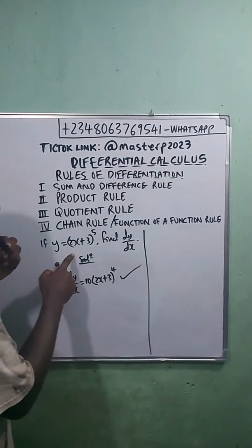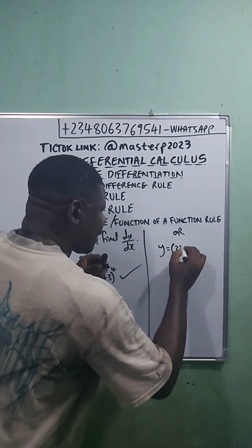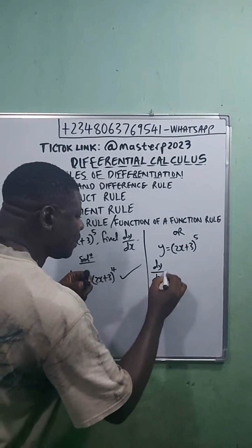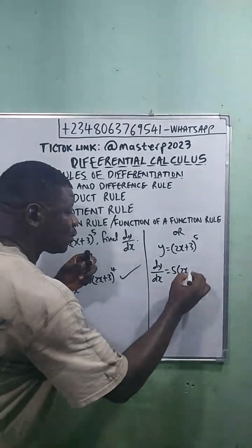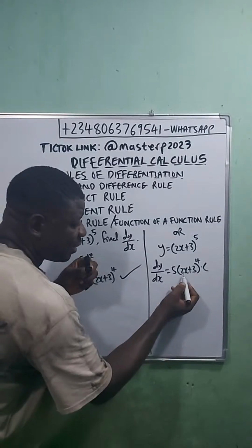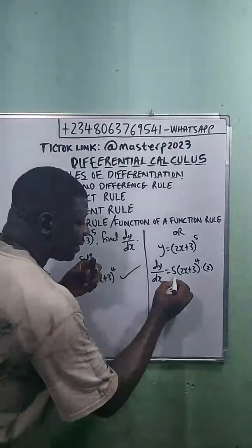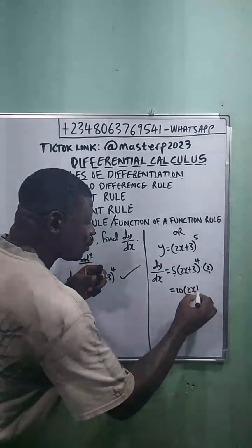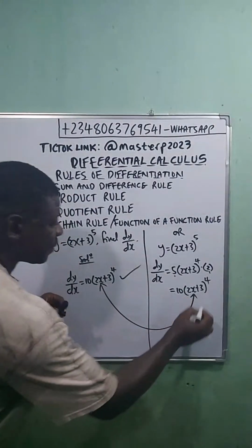Then another way we can solve this question: y equals (2x plus 3) raised to the power 5. This 5 that is here, we bring it down and recopy the bracket, 2x plus 3. You subtract 1 from the power, that will be 4, into, you differentiate what is inside. Differentiating 2x, we get 2. Differentiating 3 is 0. So we take this 5 times 2, which gives us 10, and recopy (2x plus 3) raised to the power 4. You see that this is the same as this. They are the same thing.